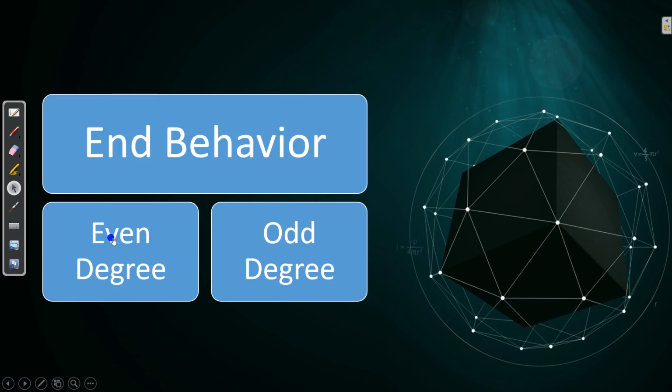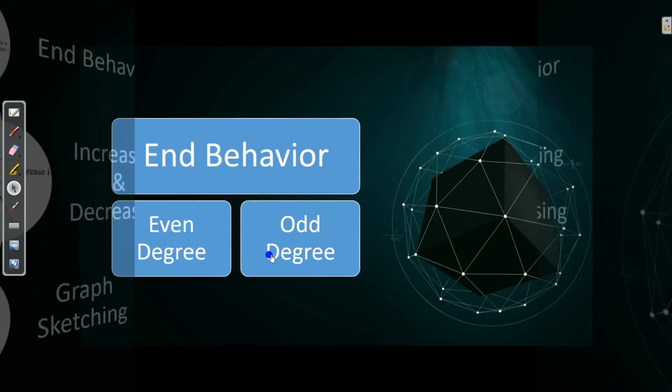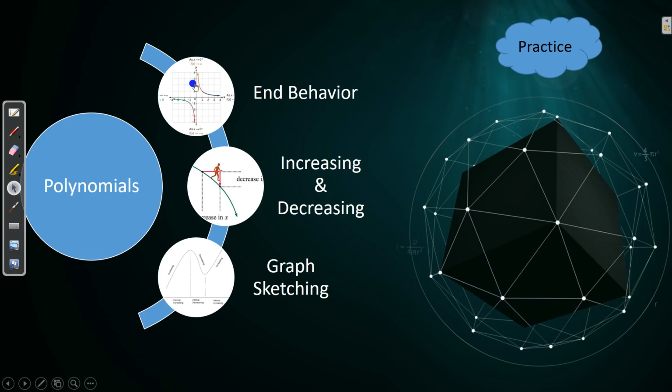So overall end behavior, the even degrees look the same. If they're positive, they both go up. If they're negative, they both go down. Odd degrees are also similar to each other. If they're positive and negative, they just flip from each other. All right, but they are diagonals. All right, so that's end behavior.